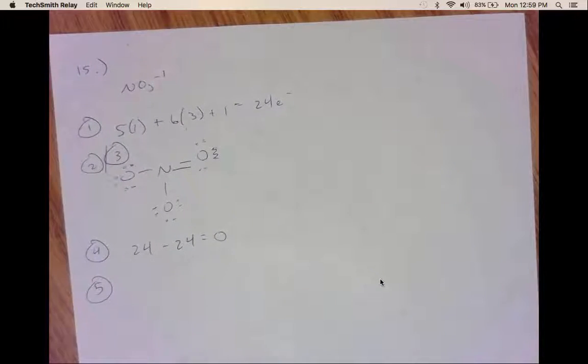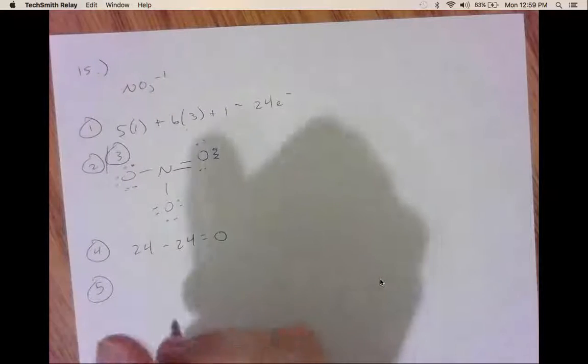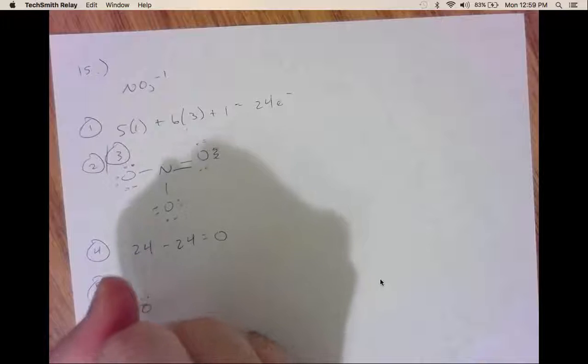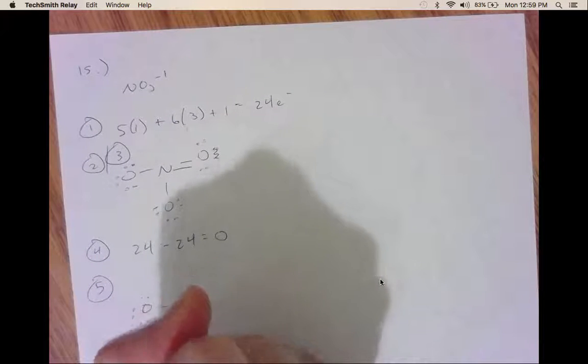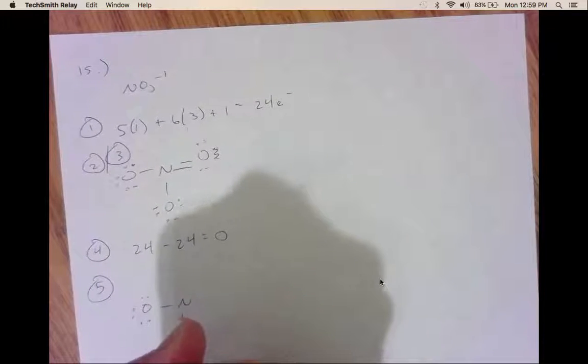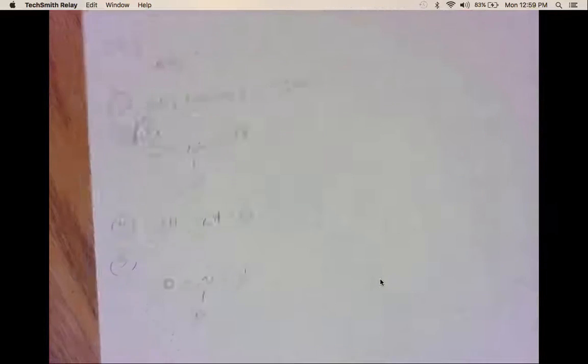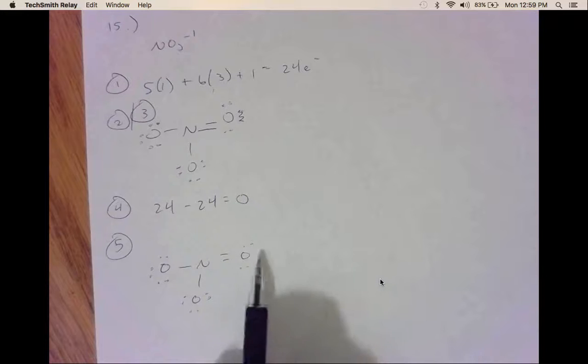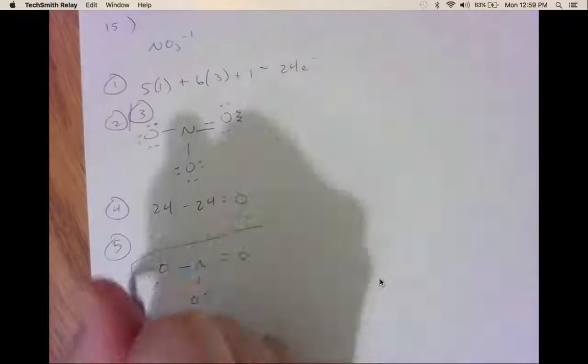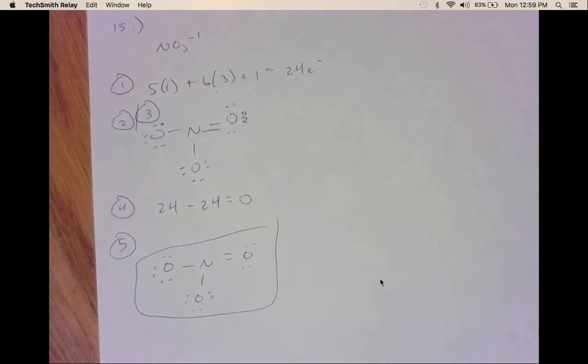So now in step 5, all I have to do is redraw this without the squiggle. Do not give me answers with the squiggles. I will take points off. So let me just redraw it. So then we would redraw it, and that would be our answer with the 2 electrons removed there. So then that is the Lewis structure for NO3.